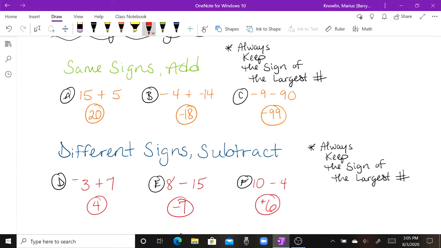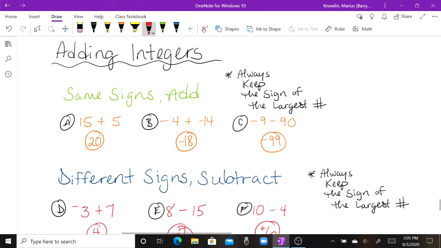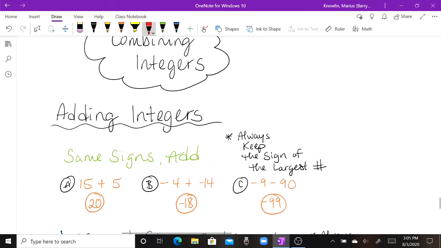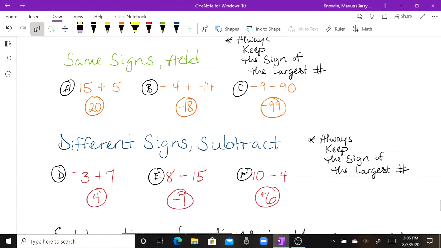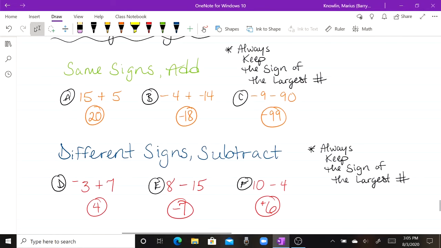All right. So, for combining integers or adding integers, when the signs are the same, you add and you keep the sign of the larger number. When the signs are different, you subtract and you keep the sign of the larger number. So no matter what, when you're adding, quote unquote, subtracting integers, you always keep the sign of the larger number.